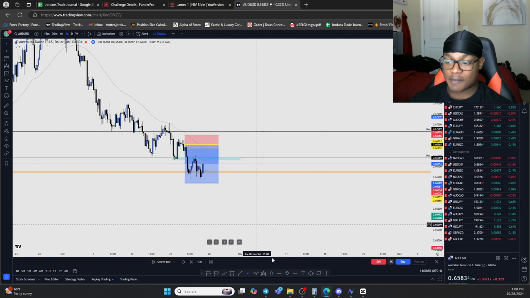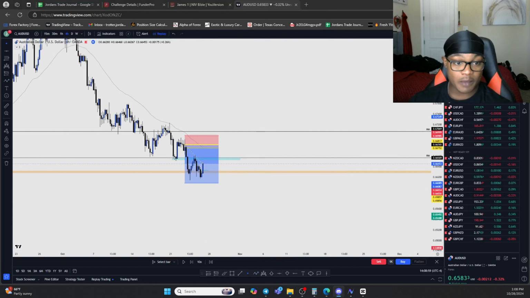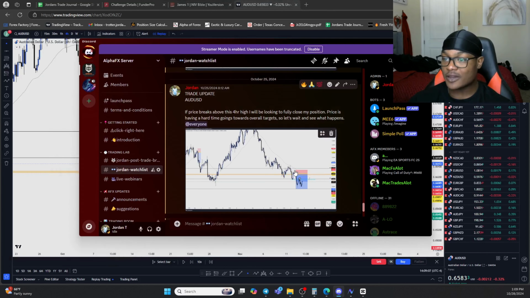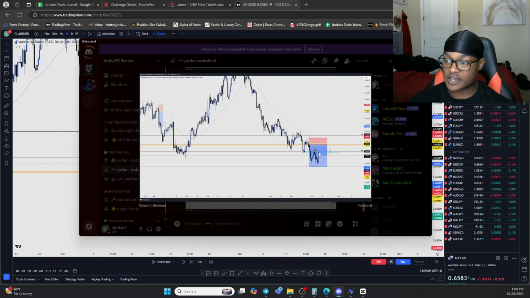So at this point in time, I did tell the Discord, again I'm gonna bring it up for you all right here. Oops, I'm on the wrong screen, hold on. So right here on the Discord, I circled this area of interest, this being our last previous high point before giving us that break of structure. Now this being my new lower high.